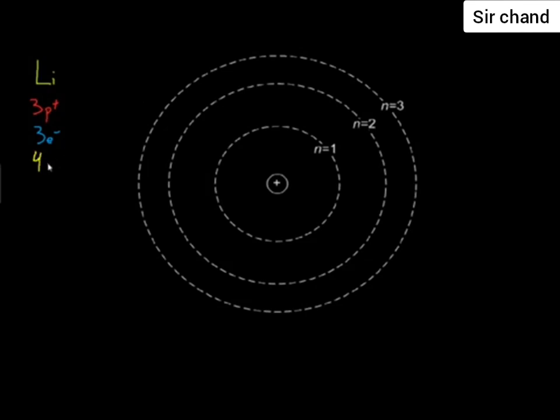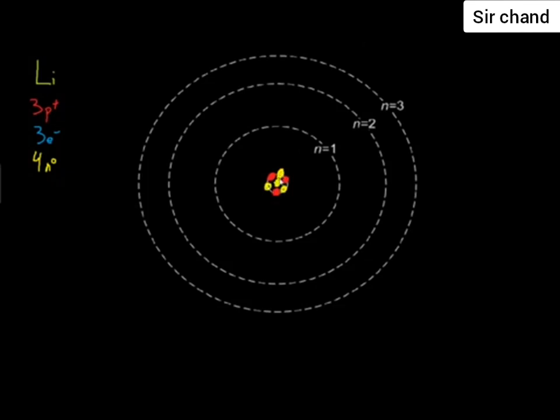Sorry, not protons, 4 neutrons. Okay, because its atomic mass is 7, so 4 plus 3 is 7. Okay, let me draw some protons. So 1, 2, 3. There's my protons. Let me put some neutrons in. So 1, 2, 3, and 4.